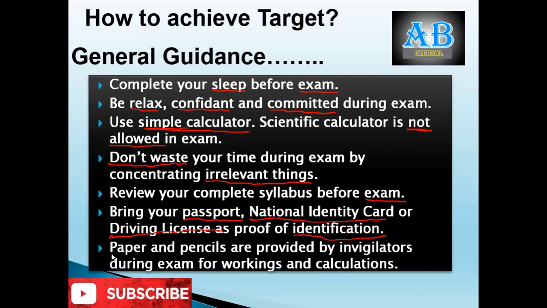For your workings, papers and pencils will be provided by the invigilators during your exams for workings and calculations. Keep in mind one more thing: in your software, there is a calculator available, but it will take too much time, like switching from your working, because it's a computer based exam. So I am recommending students to bring a calculator with them, which is a simple calculator.